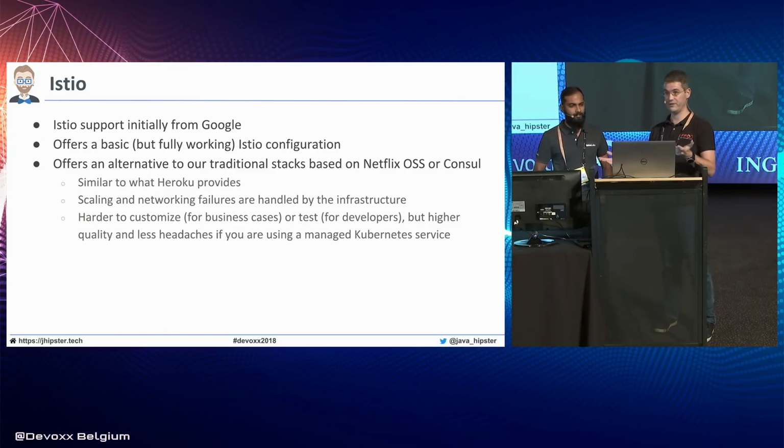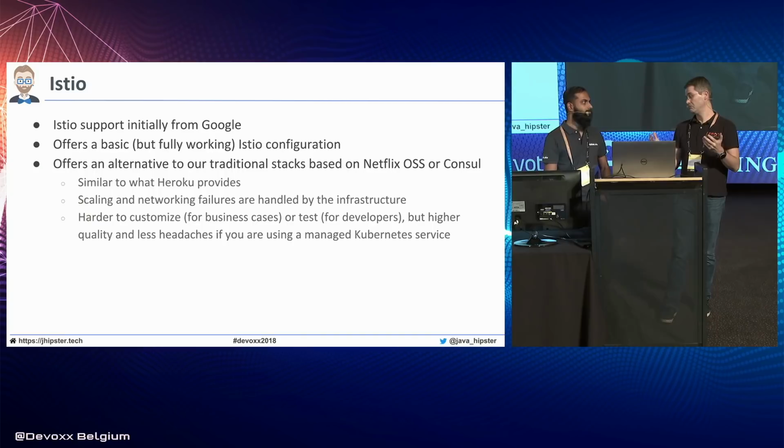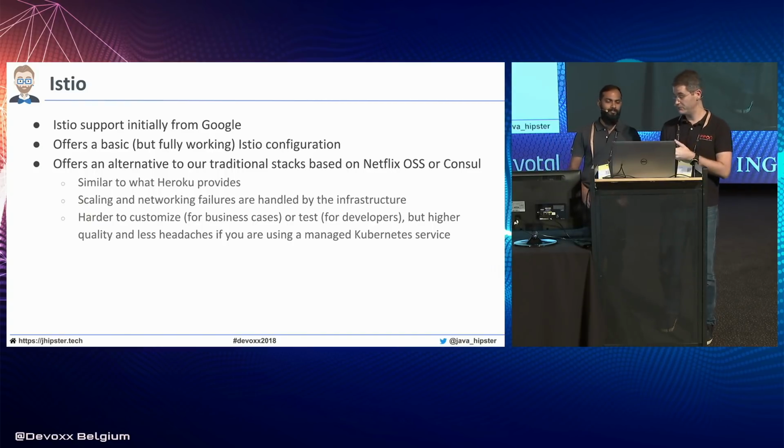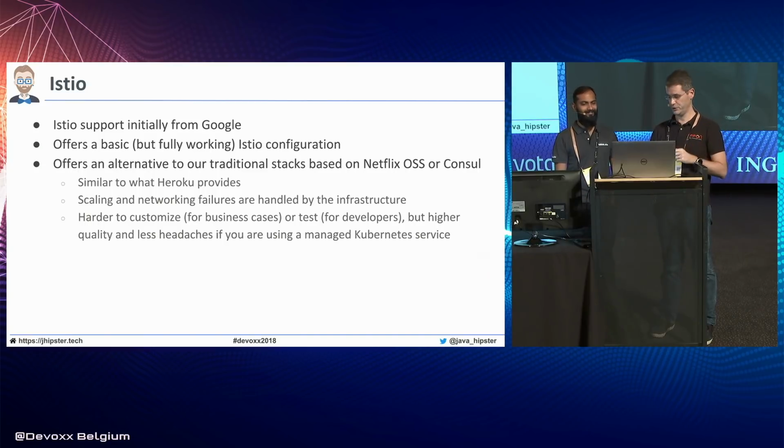Also, it's harder to develop on, because as a developer with the Netflix stack, I can do everything because I have access to everything on my laptop. With Kubernetes and Istio, it's not going to be the case. So for me, there are good things and bad things. And the good thing with JHipster is that we give you the option and you choose. I'm not the one telling you which is the best for you.